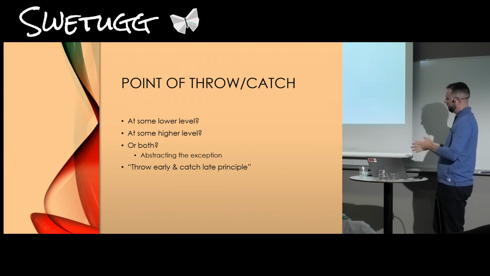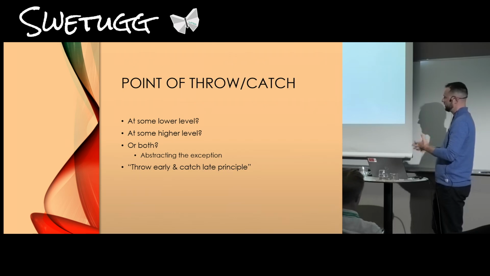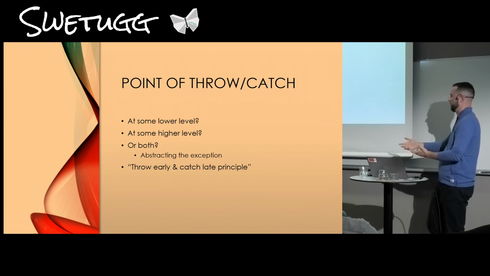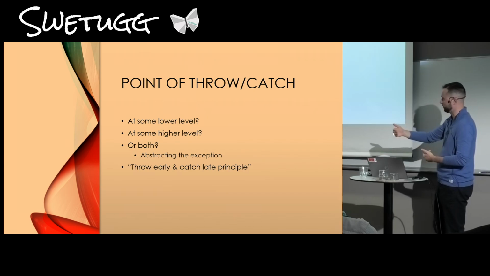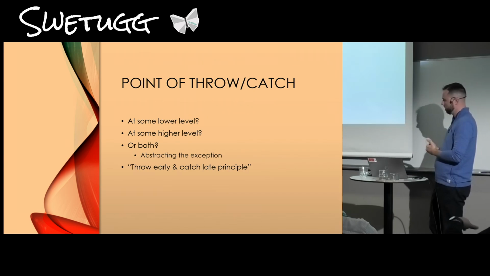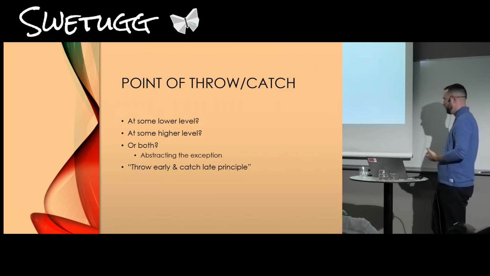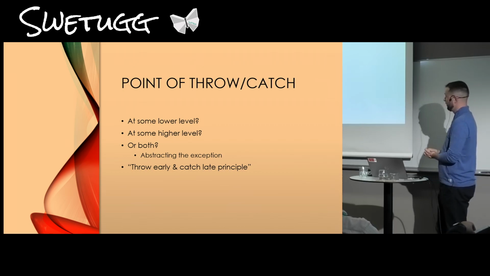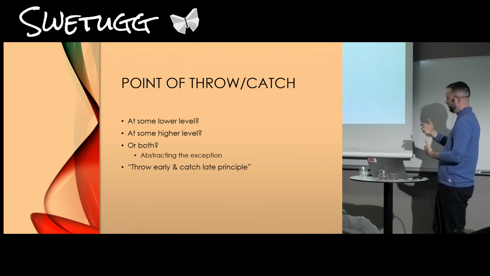So immediately in your code, when you know that there is something wrong, for example, when some method like withdraw money is called, you are immediately able to say whether there is enough money in the account or not. So you should, let's say, immediately check it and throw the exception. So throw as early as possible, because if you would start calling some other methods, then you might get into some inconsistent state. And there is also this catch late principle. So throw as early as possible and catch as late as possible.